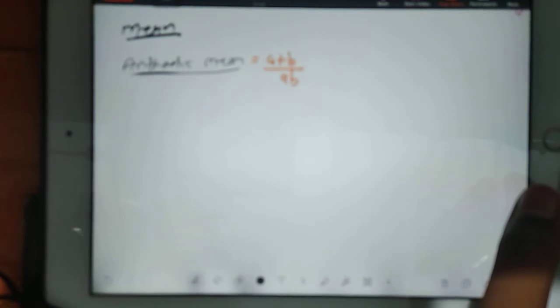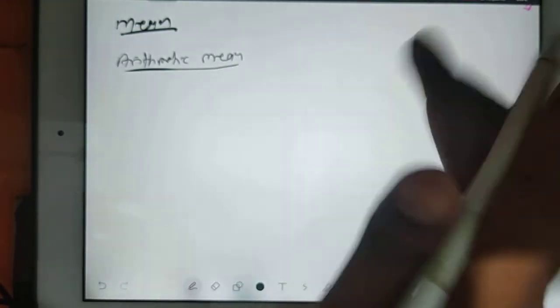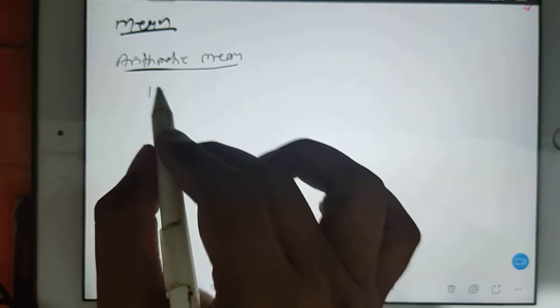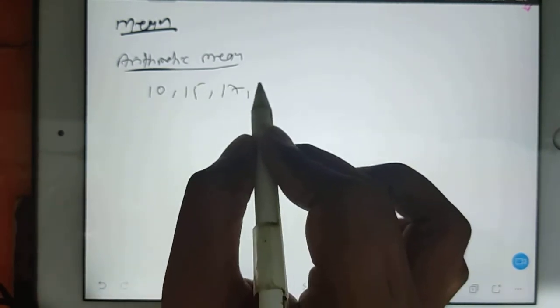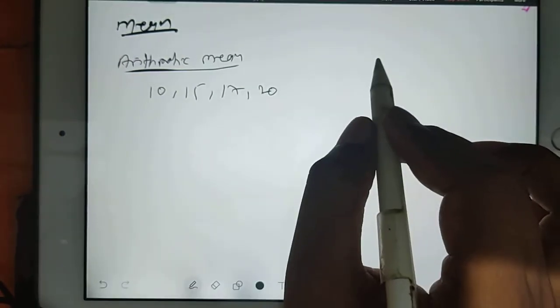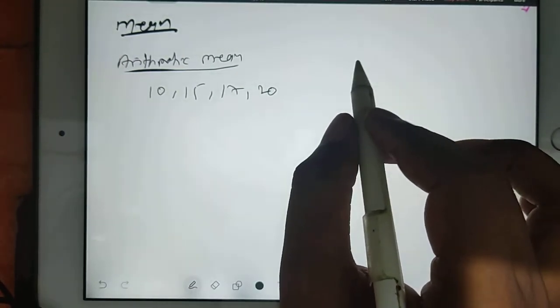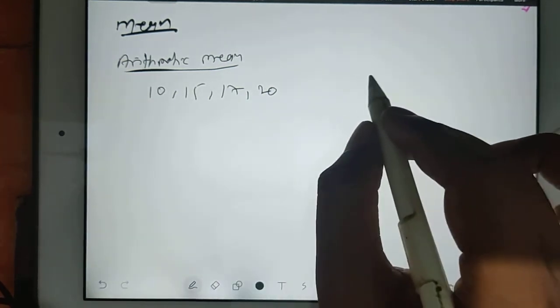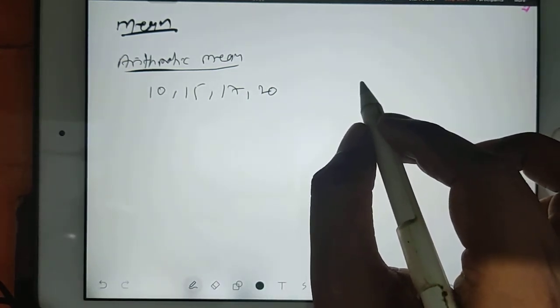No, arithmetic mean. We have to find out arithmetic mean. How do we calculate arithmetic mean? Suppose one example. Suppose you have some set of numbers given, some 10, 15, 17, 20. And we have to find out the arithmetic mean. So what do we do? We have to add all the numbers. So the formula you will calculate, you will do like this.